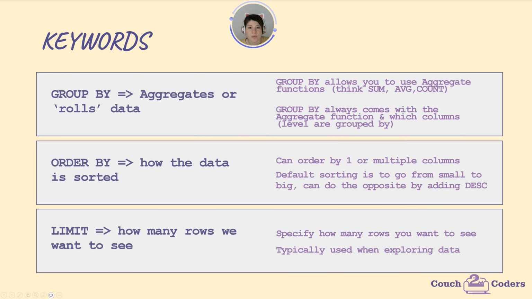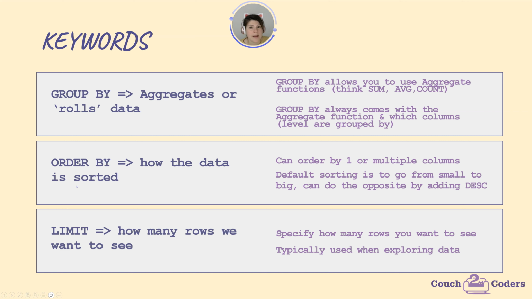We just learned group by, and he's the newest one so far, and what he does is he aggregates or rolls up our data. So it brings it from one level of detail and then it summarizes the detail at a higher level. So group by allows you to use aggregate functions like sum, average, and count. And whenever you're using group by, everybody has a role at the party, is what I like to say. Either you're being aggregated or you're being grouped by.